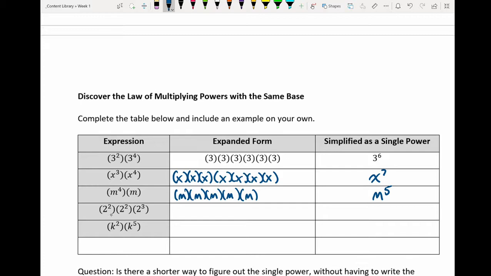2 to the power of 2 times 2 to the power of 2 times 2 to the power of 3. That means I'm going to have 2 and 2 for the first one. The next one is going to be the same thing, so 2 2's. And then finally 3 2's.